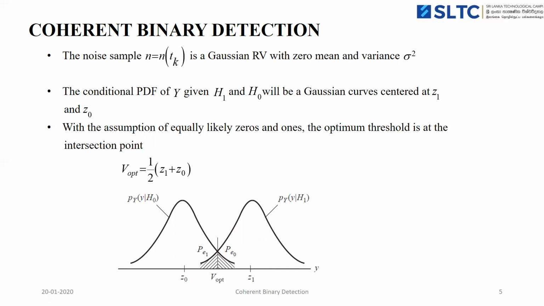The received signal gives the error at the output. That is denoted by this shadow portion in this curve. When bit 0 was transmitted from the transmitter, the received signal should be less than V optimum. If it is greater than V optimum, then it becomes an error.